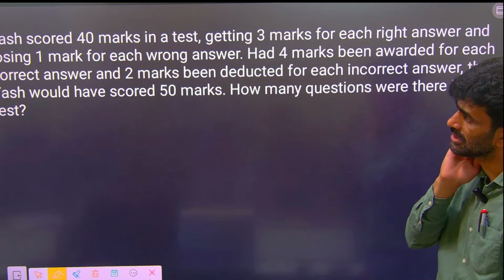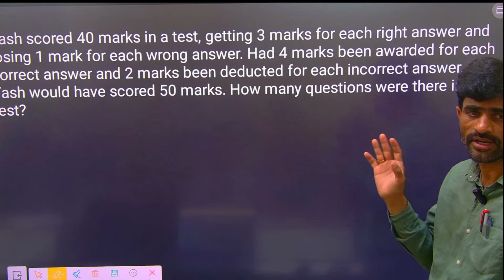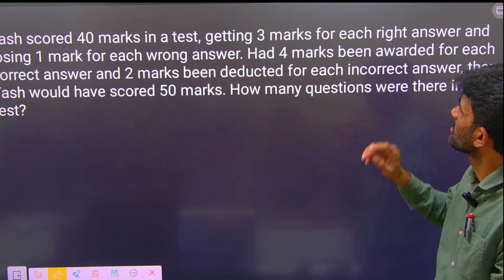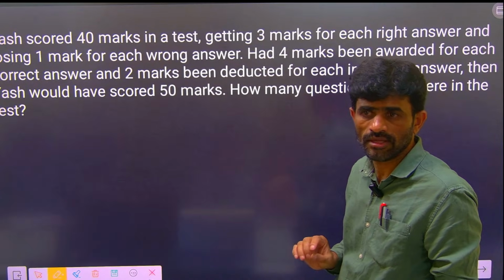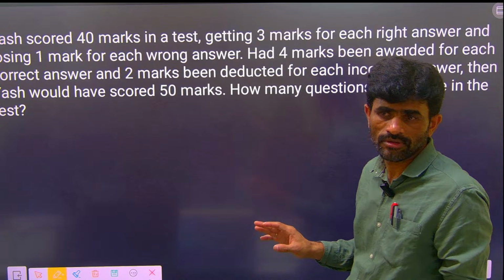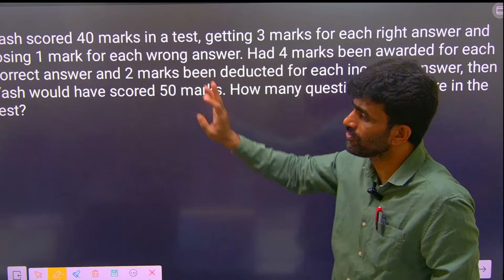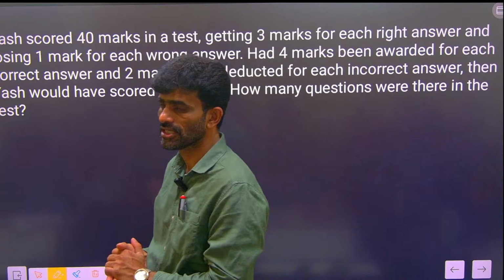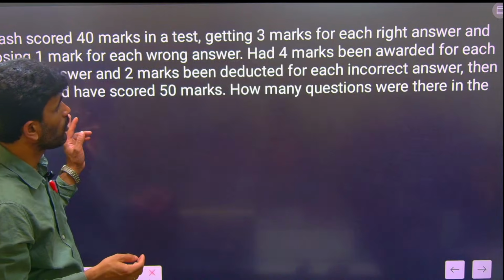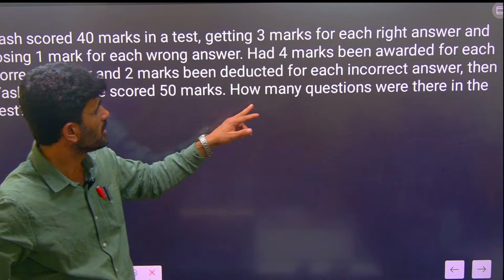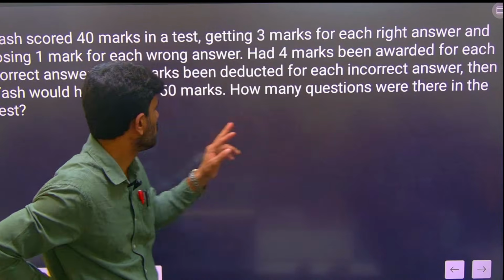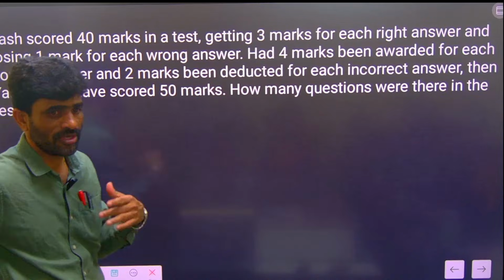So here it is a test. For every correct answer, 3 marks are given, and for every wrong answer, 1 mark is reduced. The total marks he got are 40. So we have to consider what we have to find out. I told you what should be taken as x and y, whatever they are asking. Here they are asking how many questions were there in the test, the total number of questions.